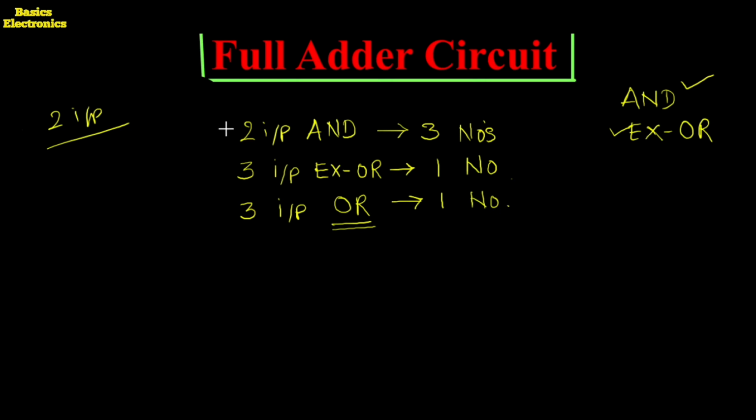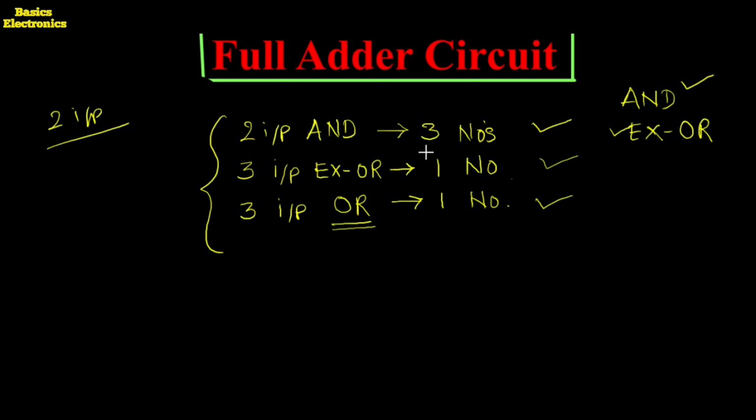Okay, so these gates we require for the construction of the full adder: the 2 input AND gates, a 3 input XOR gate and a 3 input OR gate. Here the AND gates we require to use are 3 AND gates.